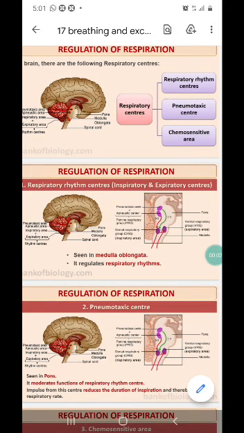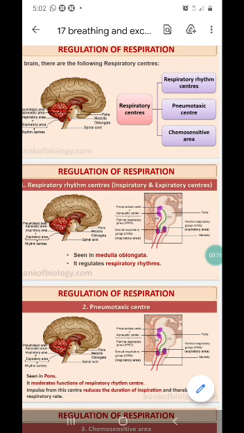Good evening, children, and welcome back to the biology class. Last week we were doing Lesson 17, breathing and exchange of gases. We are continuing with the same chapter with the regulation of respiration.